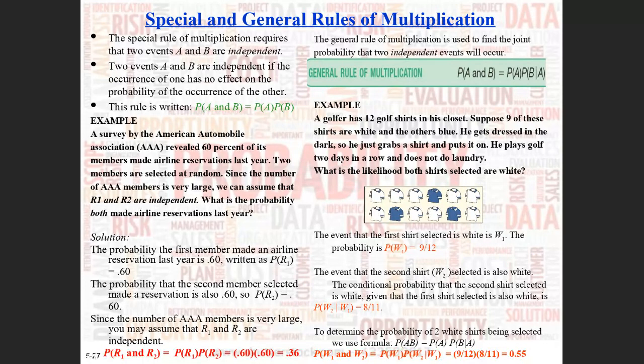The special rule of multiplication requires that the two events A and B are independent. Two events A and B are independent if the occurrence of one has no effect on the probability of the occurrence of the other. So can someone give an example of two independent events? It can be anything that you want to think of.